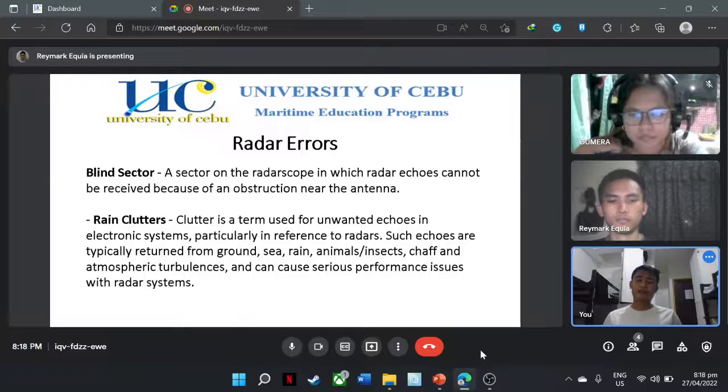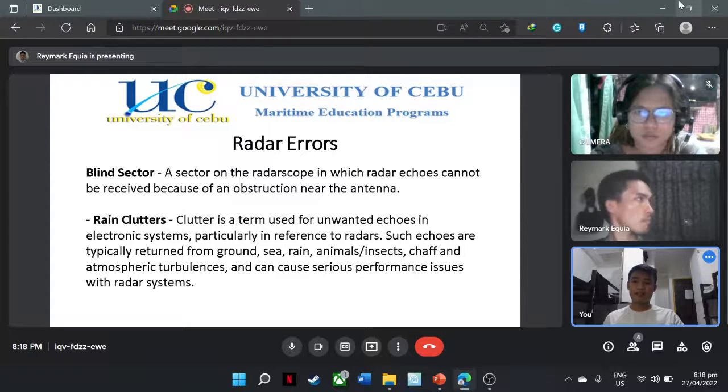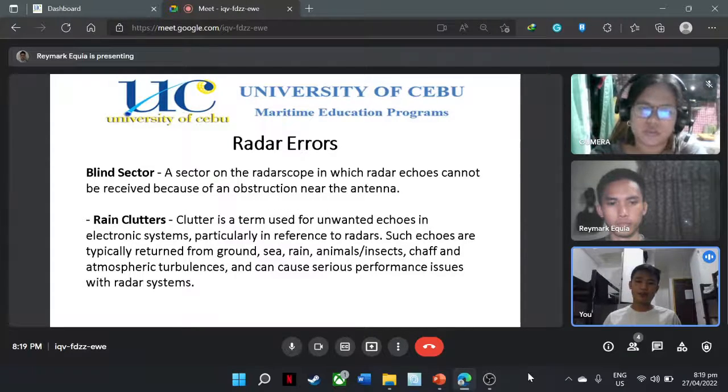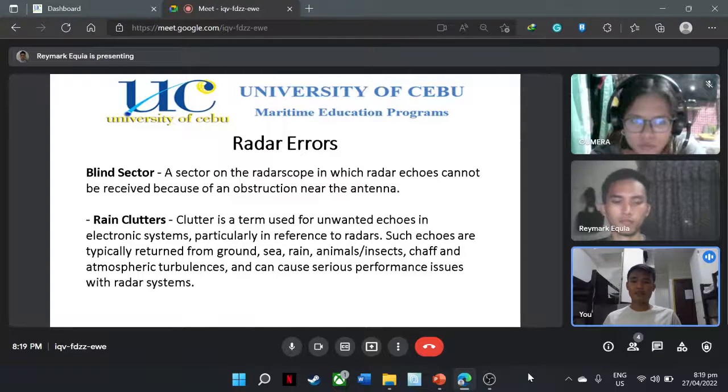The blind sector. A sector on the radar scope in which radar echoes cannot be received because of an obstruction near the antenna. So it is called the blind sector. The fourth is the rain clutter. Clutter is a term used for unwanted echoes in electronic systems, particularly in reference to radars. Such echoes are typically returned from ground, sea, rain, animals or insects, chaff, and atmospheric turbulences, and can cause serious performance issues with radar systems.